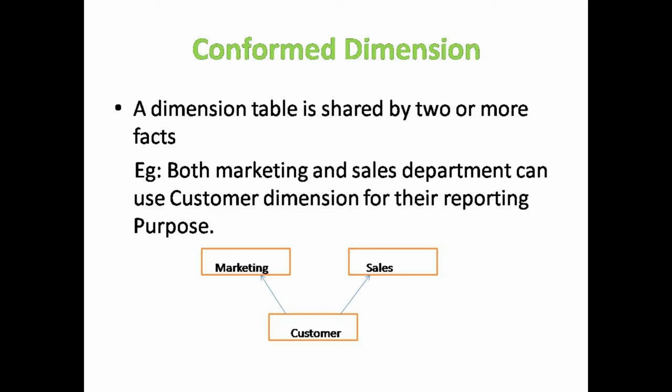Here there are two tables, means two fact tables, marketing fact table and sales fact table, but they don't have any specific common column to join. So they will check with other conformed dimension, that is customer dimension. Customer dimension has the common column of both marketing and sales table. So here the customer is the conformed dimension and marketing and sales are the fact tables. So these two tables are connected with customer conformed dimension.